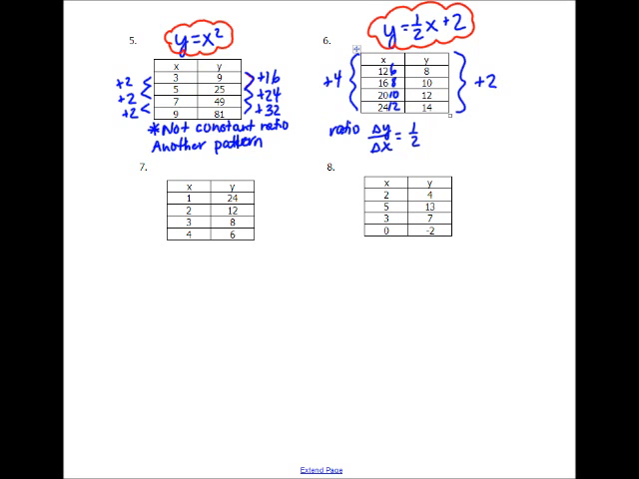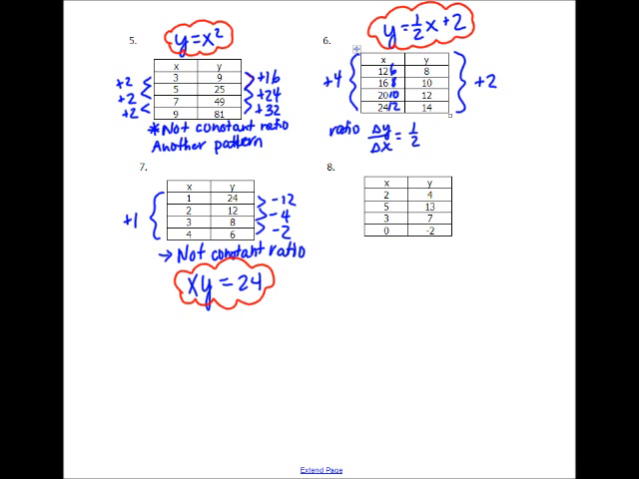This change is negative 12. This change is negative 4. This change is negative 2. And all of these are plus 1, not a constant ratio. Okay? So we're looking for another pattern. Do you see it? And you will get used to looking for these. Certain things come up again and again. So hopefully you'll get used to that. All right, so the pattern in this case is x times y equals 24. And if you didn't see it, you will learn to look for that pattern. This is my hyperbola.